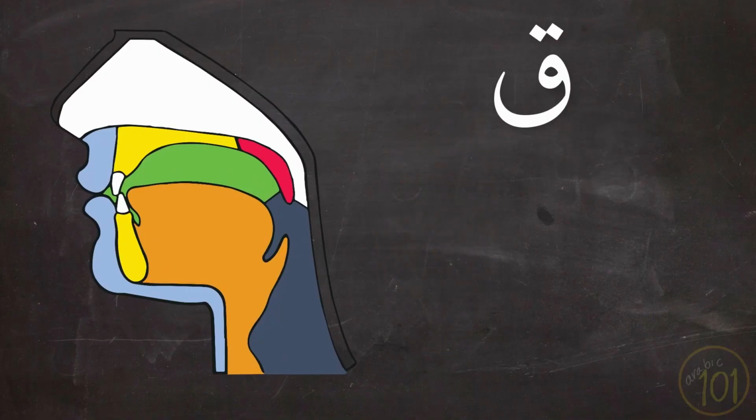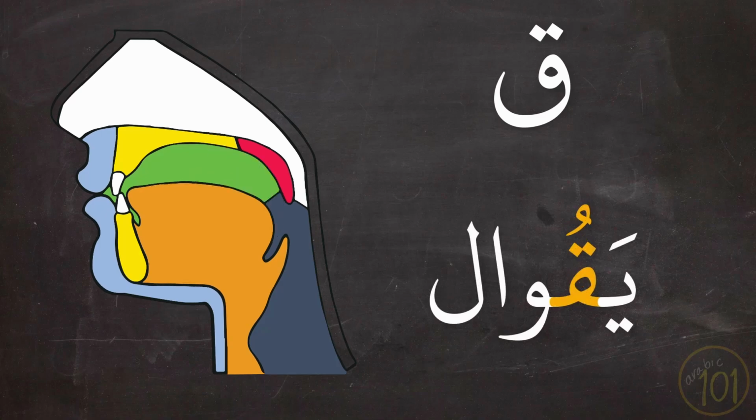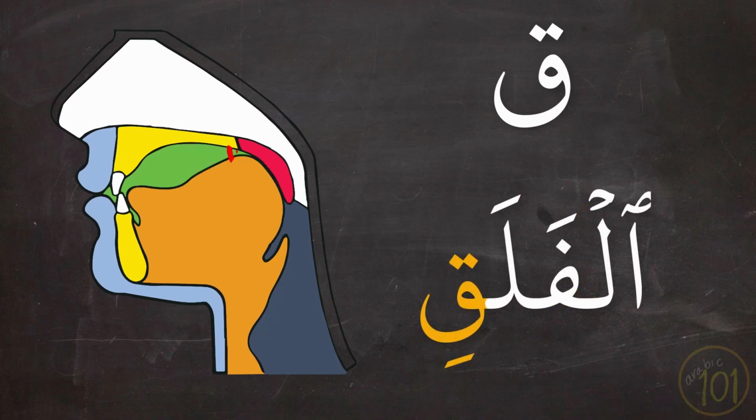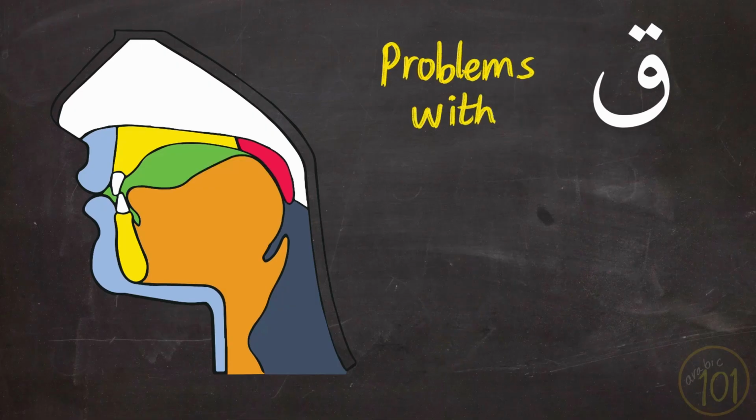Qaf is produced when the deepest part of the tongue makes contact with the soft palate. So there is touching between the tongue and the soft palate. The result is something that sounds like this. Aqqa, qal, yaqul, al-falaq.